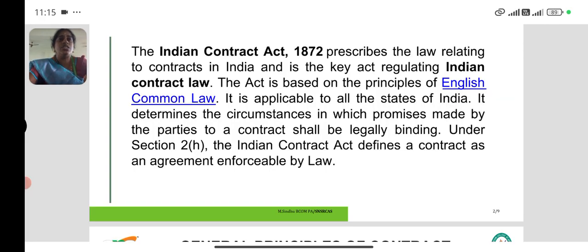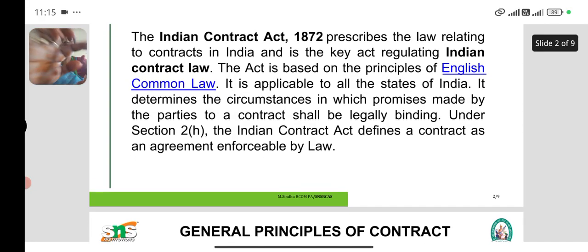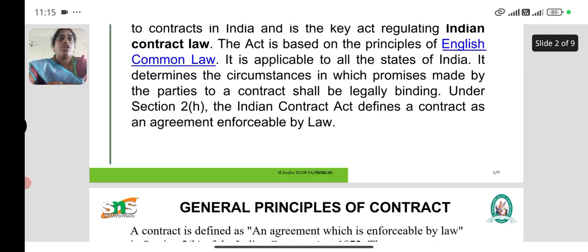Intention to create a legal relationship. Both the parties must intend to form an agreement to be legally binding. Social and domestic agreements are generally presumed not to have this intention, while commercial agreements typically do. Consideration. Consideration refers to something of value exchanged between the parties. Each party must provide something of value for the contract to be enforceable. This can be a service, money, an act, or a promise.